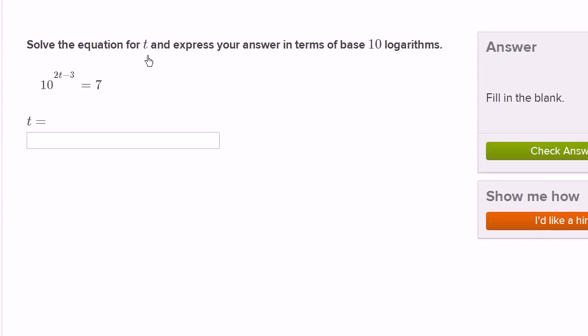Solve the equation for t and express your answer in terms of base 10 logarithms. And this equation says 10 to the 2t minus 3 is equal to 7. And we want to solve for t in terms of base 10 logarithms.